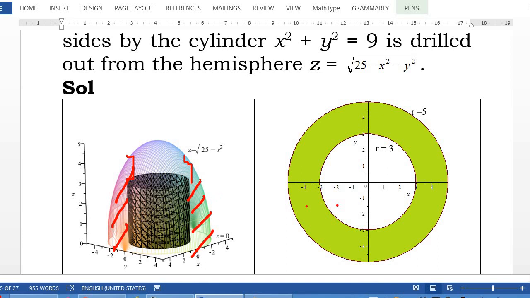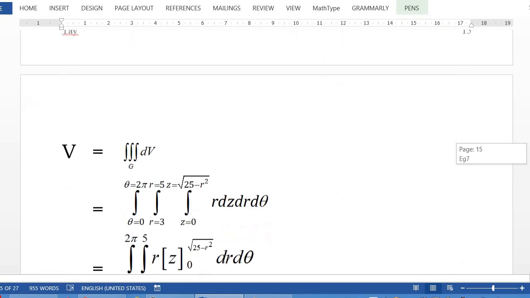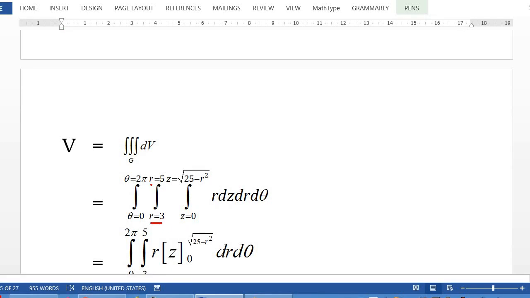Okay, and the projection for this case, the remaining solid, is actually the green color. It means it is actually outside of the cylinder, but inside your hemisphere. That's why the limit for r for this case is 3 to 5. If the limit for r is 0 to 3, you find the volume of the solid, which is this one, the cylinder. 0 to 5, we find the volume of the hemisphere. So that's why the difference is here only.